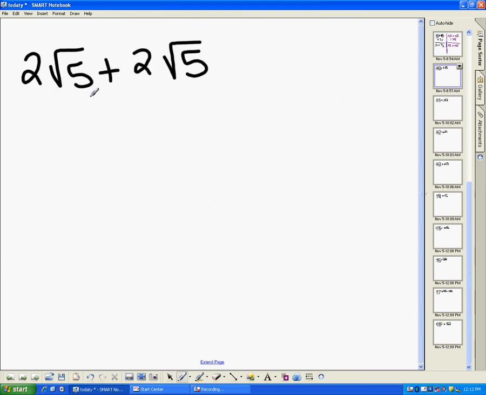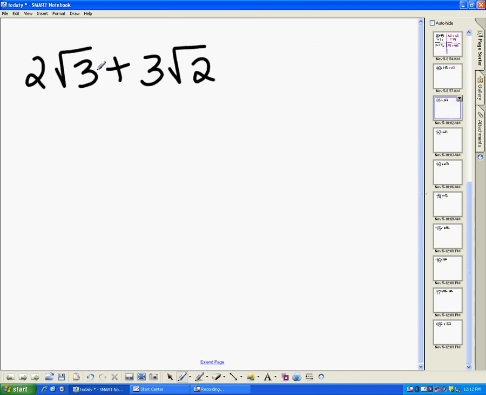So let's do a few examples. If you have 2 square root of 5 plus 2 square root of 5, that simplifies to 4 square root of 5. If you have 2 square root of 3 plus 3 square root of 2, there's nothing I can do here because they have different radicands. What's underneath the radical is different. So there would be nothing you could do. You couldn't simplify this one.